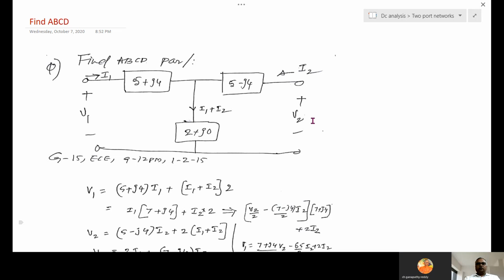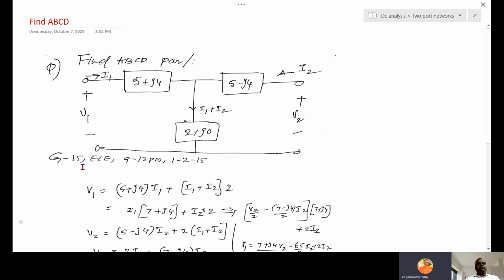So, continuation of the two-port network topic. We are solving problems in two-port networks. Almost we came to the end of the topic. So, let us go through these problems. In this, find the ABCD parameters.